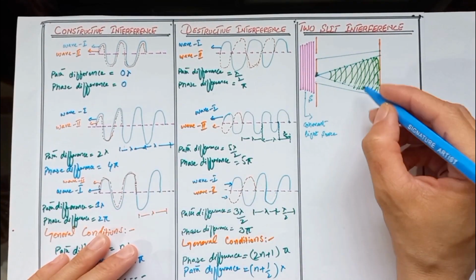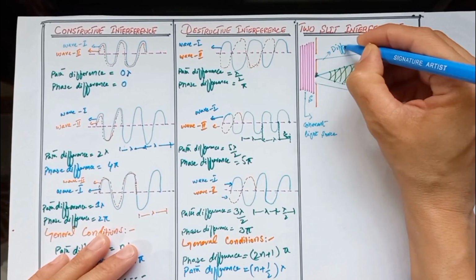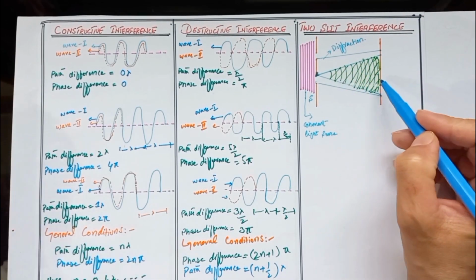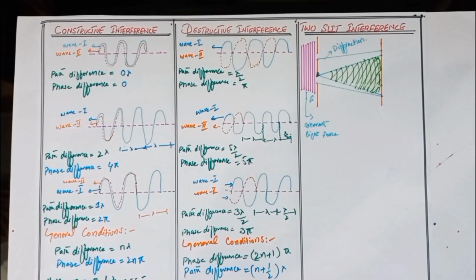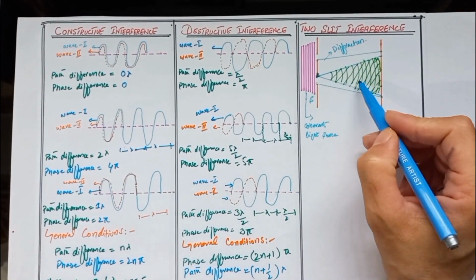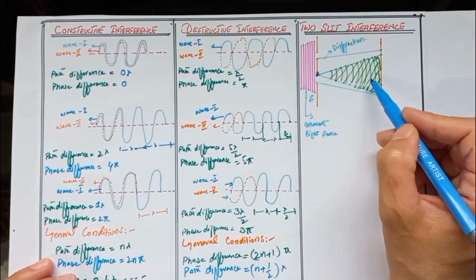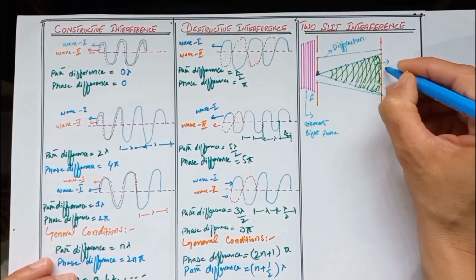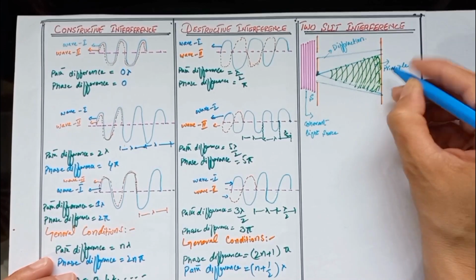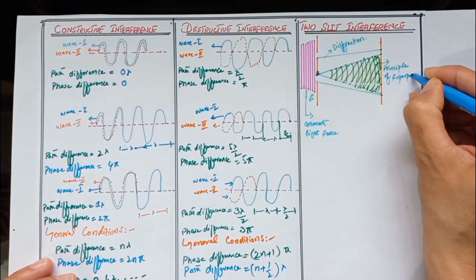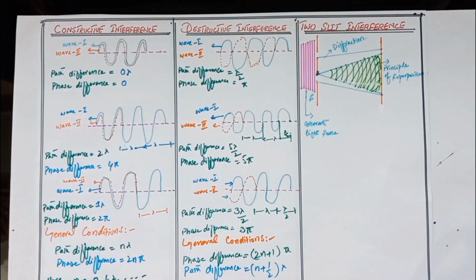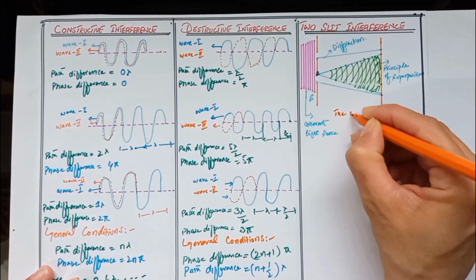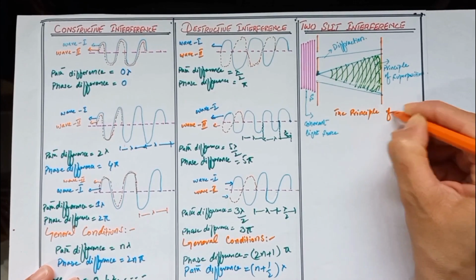The process in which the light spreads out is called diffraction, and the light overlaps between these regions. The light that overlaps between these regions will interfere with one another, and this process is called the principle of superposition.